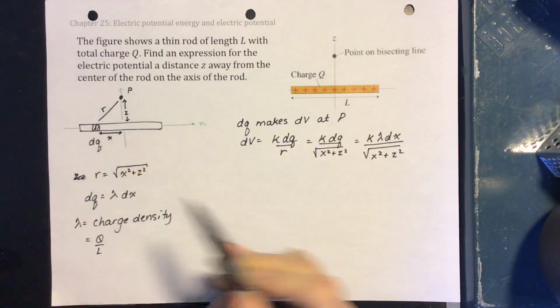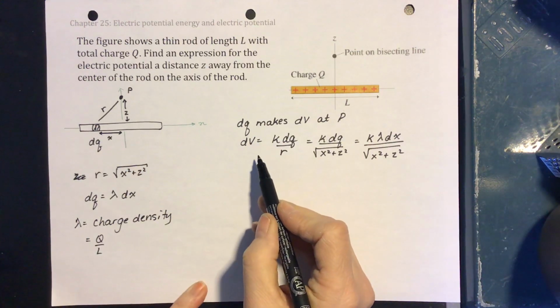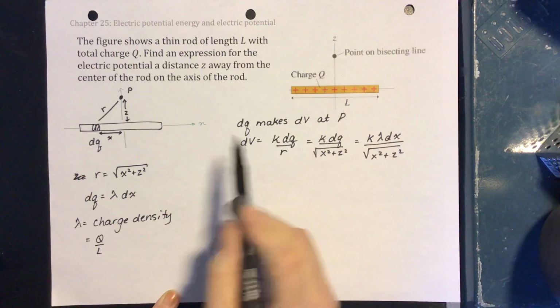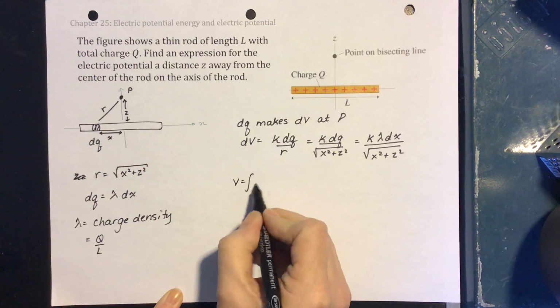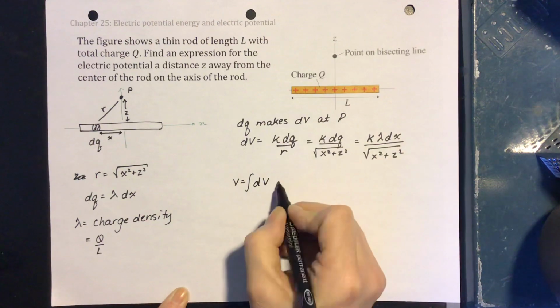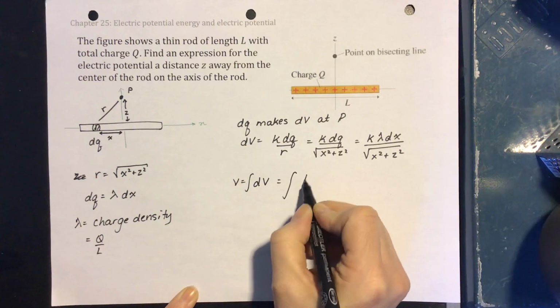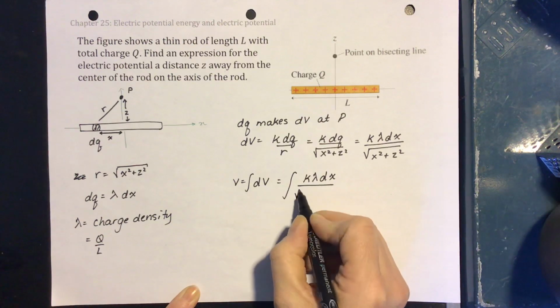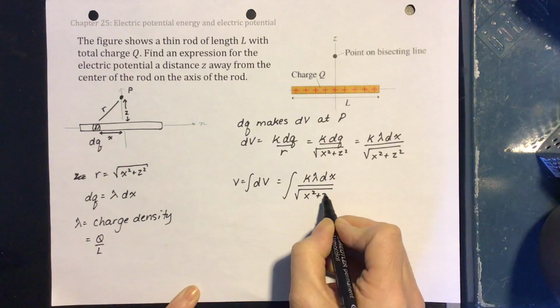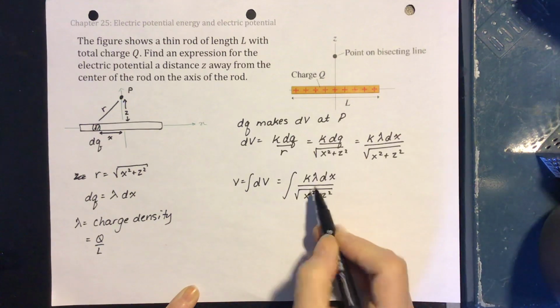To find the total potential, we have to add up the amount of potential made by every little bit of charge along that rod. So let's fill in what we found for our element of potential dV. First step to simplify, let's take k and lambda out front of the integral.